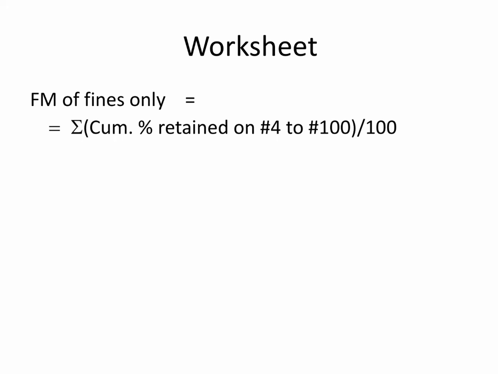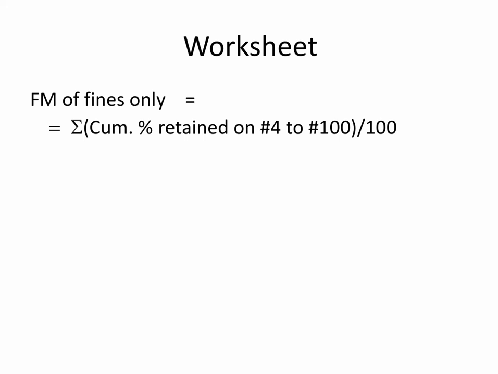fines, then you actually would use any of the percent retains on sieves less than 3/8 inch, so your number 4 sieve, less than or equal to 3/8, all the way to the number 100. And you just sum up all the cumulative percent retains, and then you divide that number by 100. But notice what's highlighted on your handout.